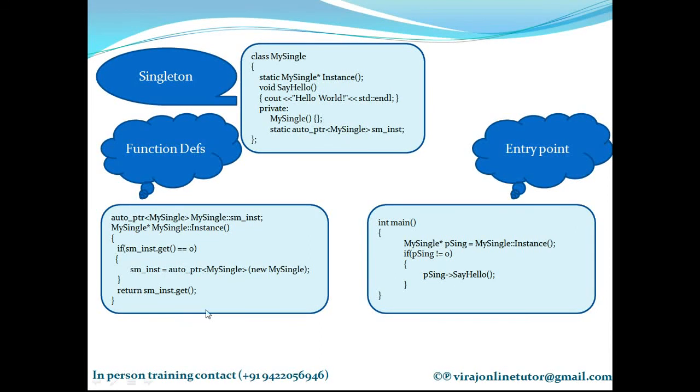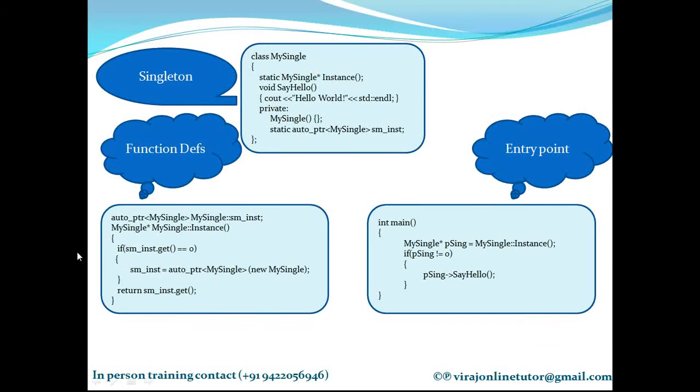So let's consider the very first time when someone invokes your instance function. Will this variable contain an object? No, because this is the first time. So get will return you a 0. So it will create a new mySingle object and it will return that.